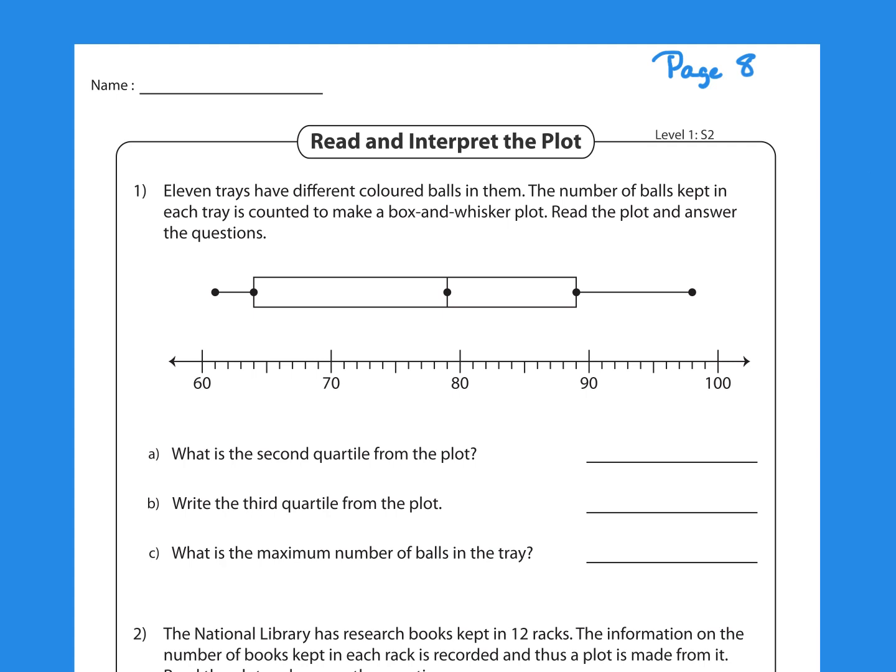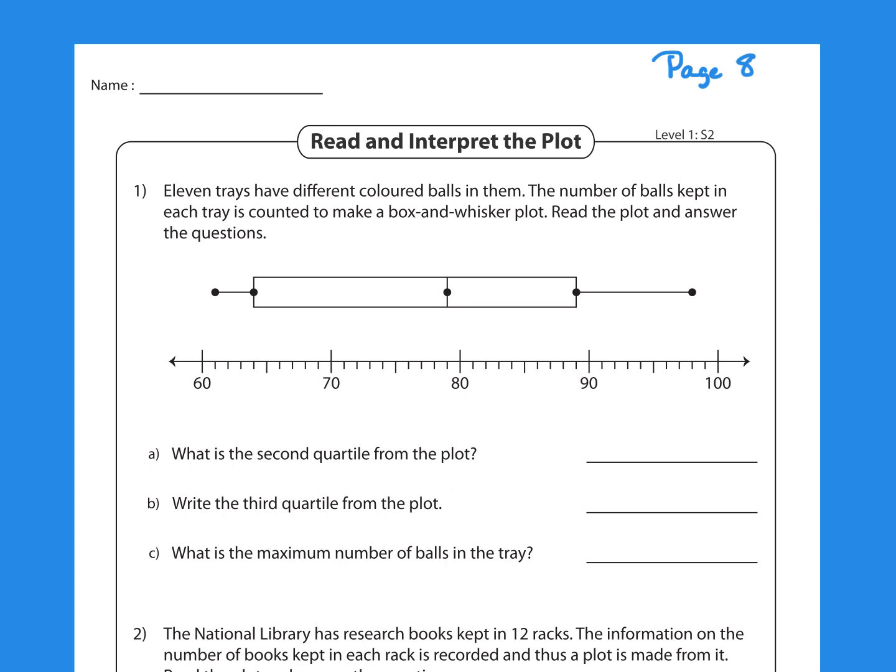So before we begin, let's talk about the scale of the number line. We can see the numbers that go up by 10, and in between the little hash marks are going up by 1, so it is a scale of 1. Our first question, what is the second quartile from the plot?